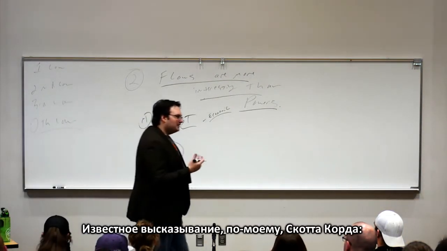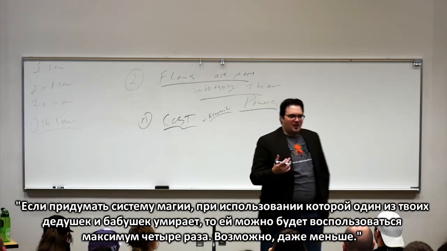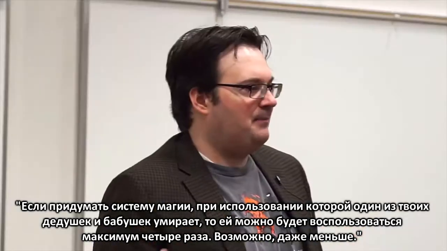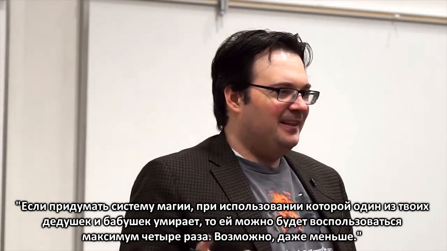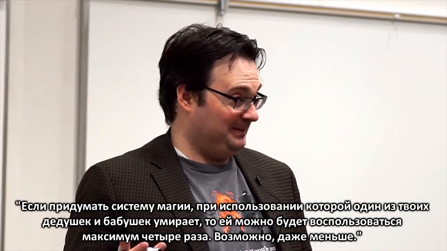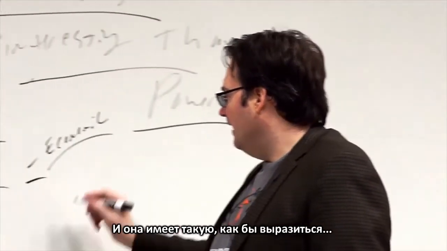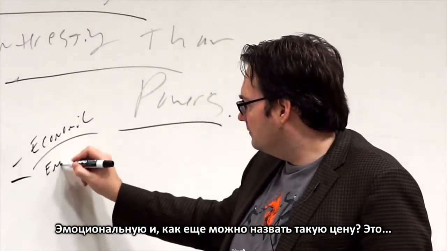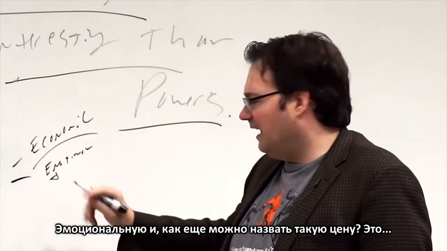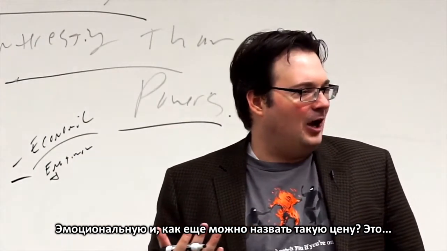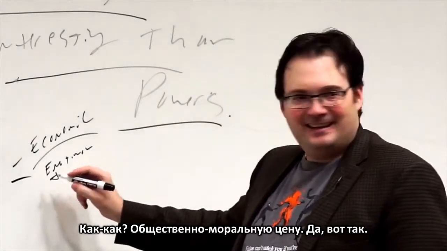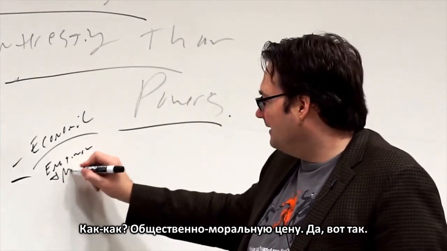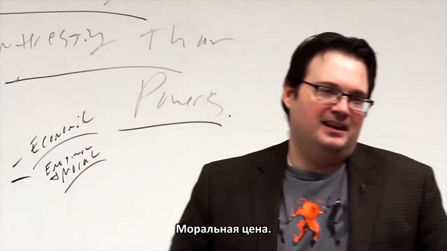You know, famously, I think it was Orson Scott Card who said, if you have a magic system that when you use it, one of your grandparents dies, then you can use that magic system a maximum of four times, maybe fewer times, and it has kind of this more emotional cost. And what would you call that cost? Social. Social, like a moral cost. Yeah, there you go. A moral cost.